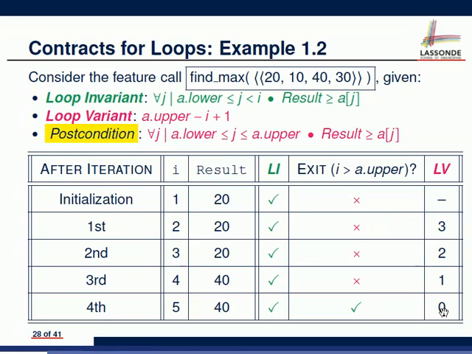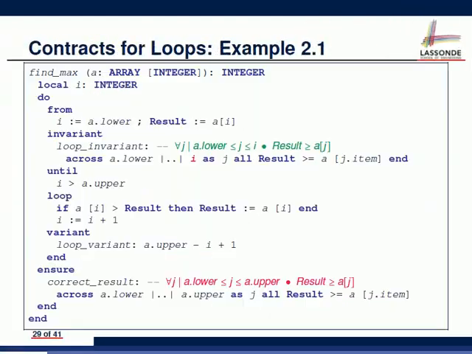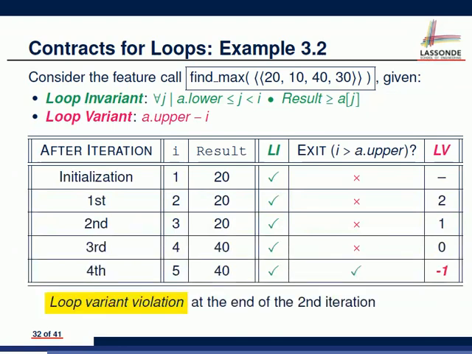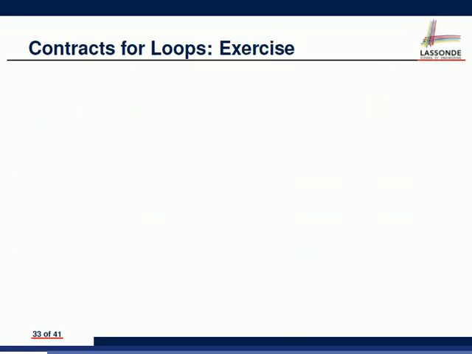Again, the exit condition and loop variant work together to make sure your loop terminates. Okay? Your loop cannot just go forever. Not acceptable. So now, guys, any questions before I give you some exercise to do?